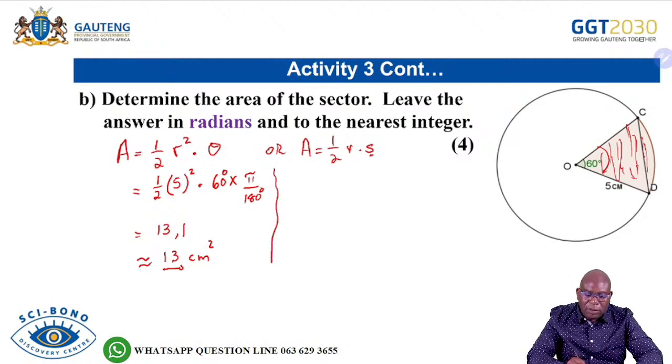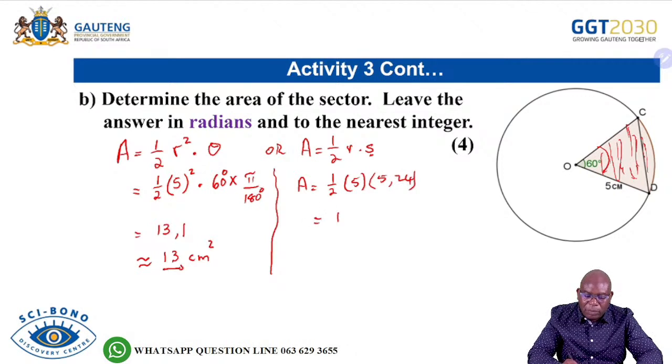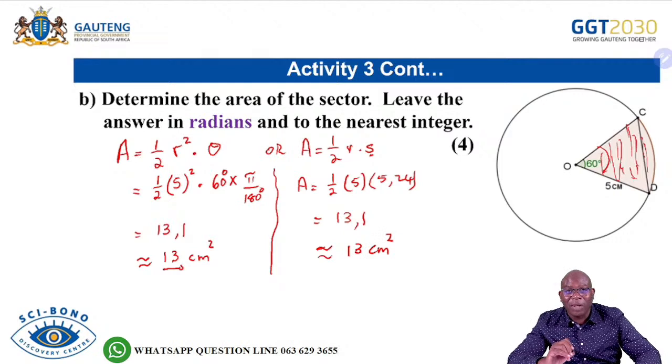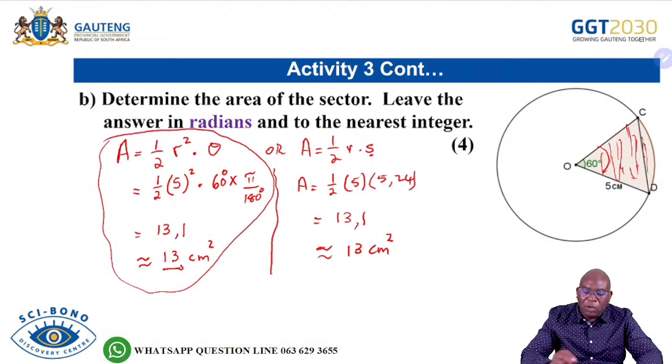If I use this formula, it will be the same. I'll have A equals half. The radius is 5. Remember what I got for my arc length was 5,24. Then if I multiply that, I'm going to get 13,1, which is to the nearest 13 square centimeters. This answer should be the same, but as I said, let's be safe. Use the one where you have all the values given on that sketch. Then I know that I am correct.